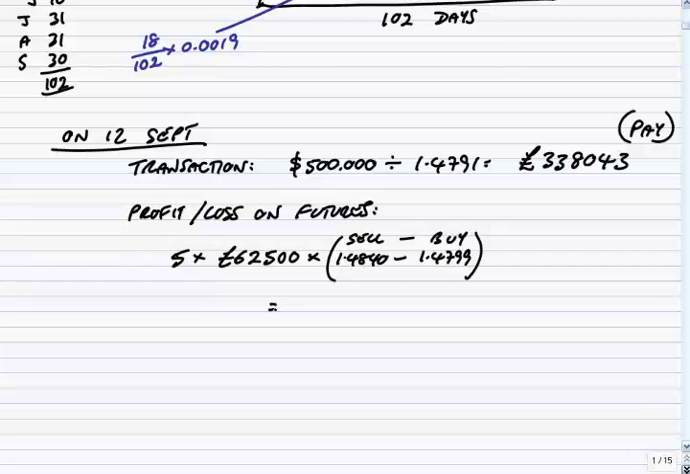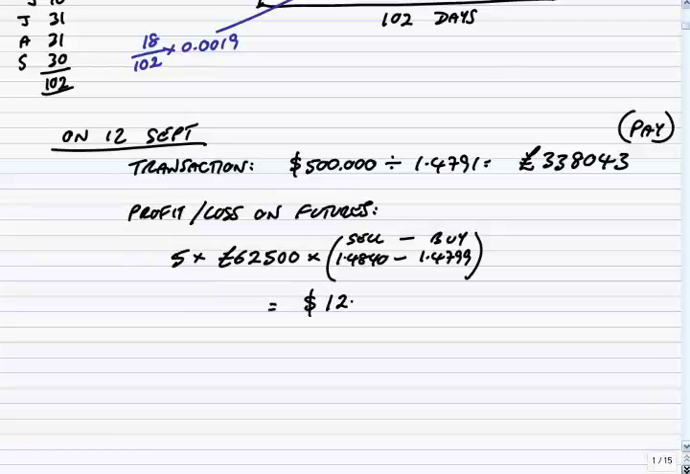And so, what's our profit? The difference, 1.4840 minus 1.4799, it's a profit of $0.0041 on every pound, multiplied by 62,500 times 5 contracts.